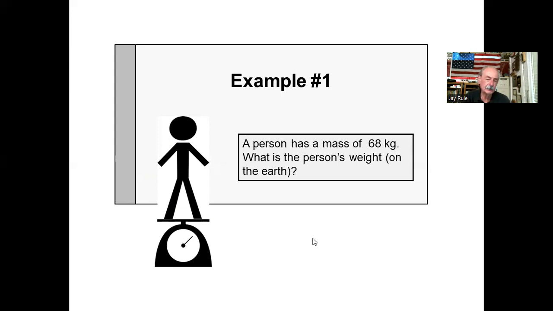Can you think about how you'd solve this problem before we go to the solution? Person has a mass. You're on the earth. What's the person's weight in SI? Now, well, what's the desired answer? What units are you going to express your answer in? Newtons. It's not mentioned in the problem statement, is it? You got to know that as an engineer. I need to express my answer in newtons.